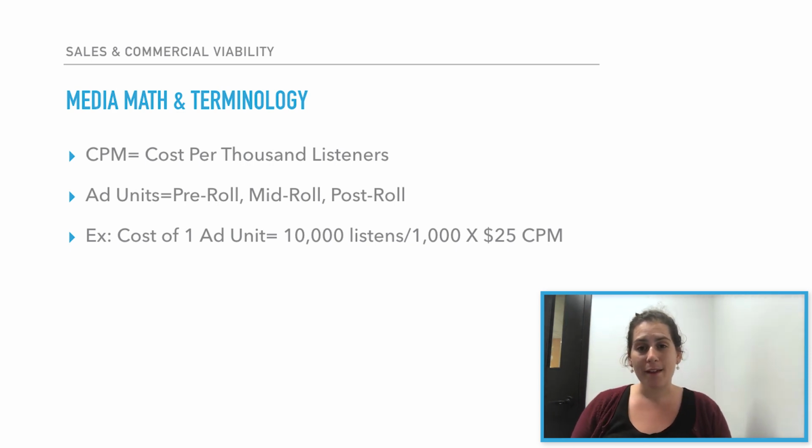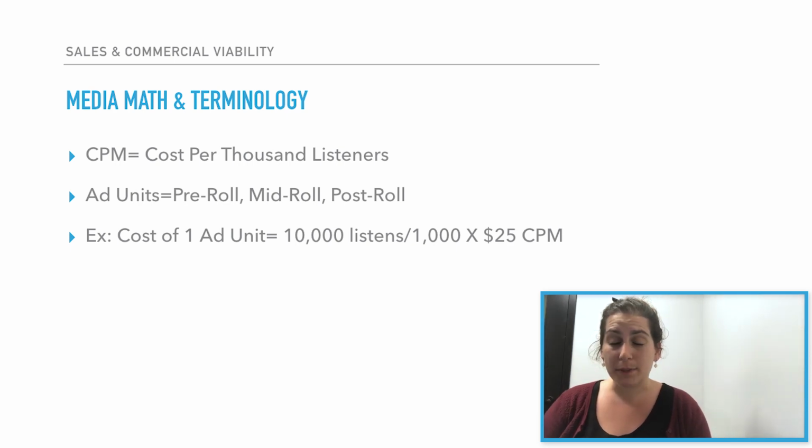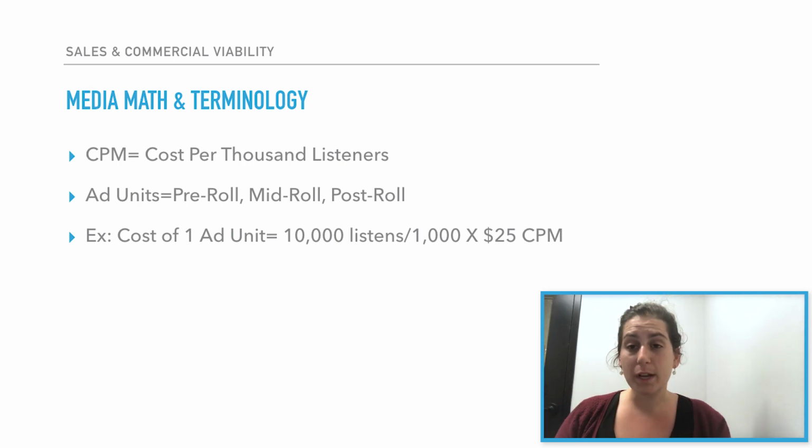So what is a CPM? A CPM stands for cost per thousand listeners. And this is a metric that we use in the digital media space to determine the cost of an ad unit. Now, ad units are placements within the podcast where an ad occurs. In most podcasts, there are 3 ad units: in the pre-roll, which is the beginning, in the mid-roll, in the middle, and in the post-roll, which is at the very end. Now, it really varies from podcast to podcast how these ad units are arranged, but that is generally how it plays out. So let's quickly break down this CPM calculation that I keep referencing.